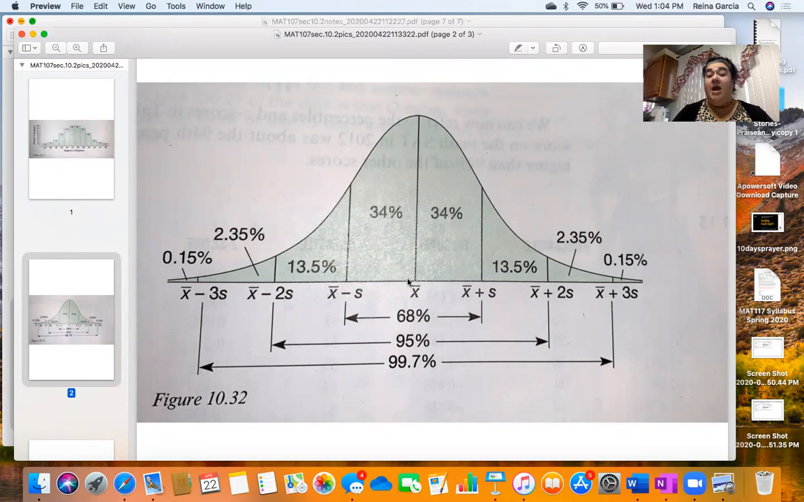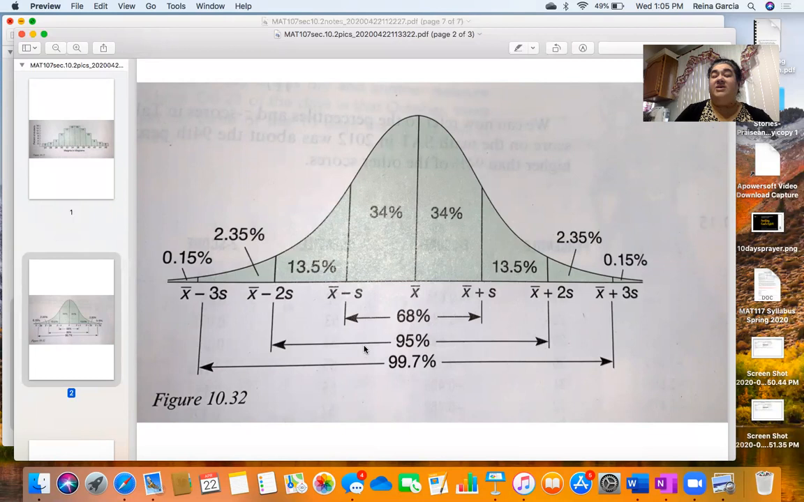If you're looking at a normal distribution, then you can expect an additional 13.5% to be below your mean at two standard deviations, an additional 13.5% to be above the mean at two standard deviations, or according to the empirical rule, that means that you can expect 95% of your data to fall within two standard deviations of your mean.